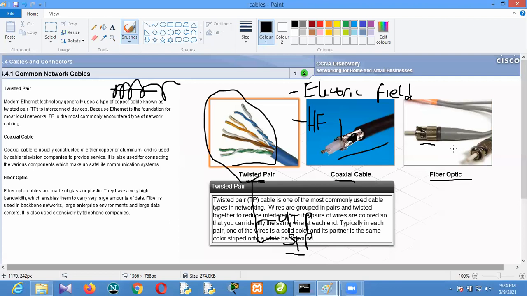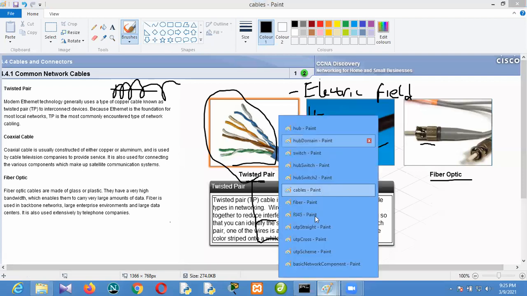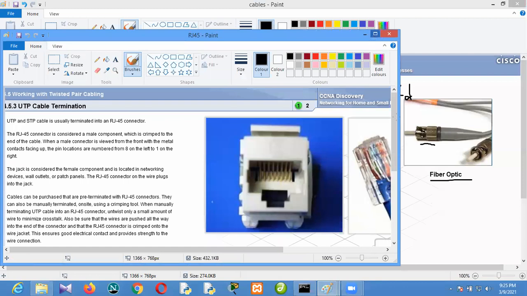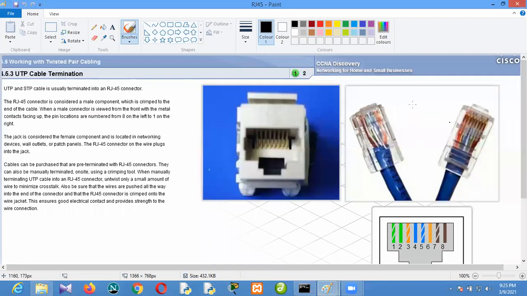Or for coaxial cable, we have a terminator; for fiber, too, and they all have names, but I don't know their names. The one I'm after is twisted pair. The terminator of twisted pair, we call it RJ45. Look at this end. This terminator is what we call RJ45.